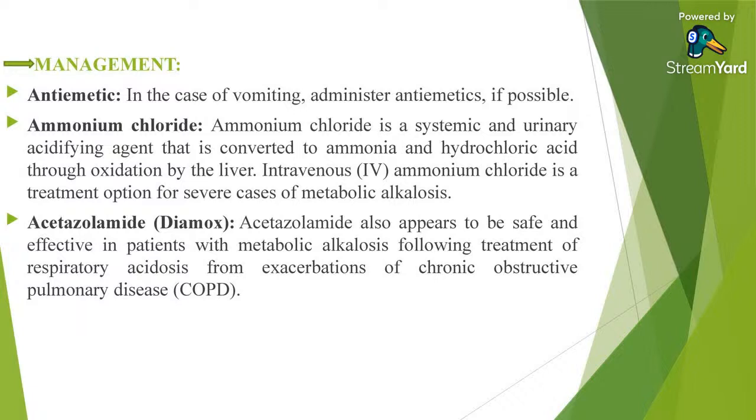Management. We can give antiemetics in case of vomiting. Ammonium chloride. Ammonium chloride is a systemic and urinary acidifying agent that is converted to ammonia and hydrochloric acid through oxidation by the liver. Intravenous ammonium chloride is a treatment option for severe cases of metabolic alkalosis. Acetazolamide also appears to be safe and effective in patients with metabolic alkalosis following treatment of respiratory acidosis from exacerbation of chronic obstructive pulmonary disease.